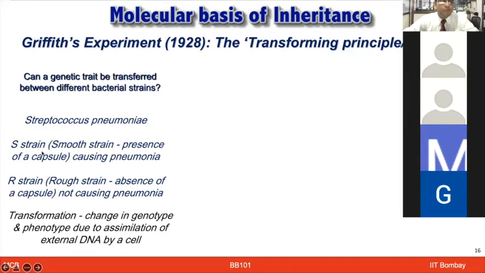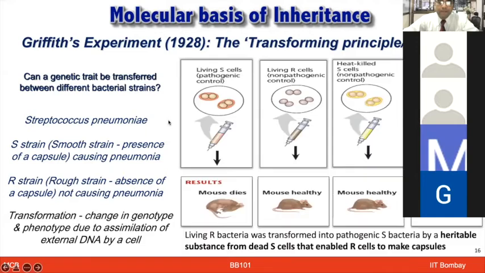One is the smooth or S strain, the other is the R strain, the rough strain. The S strain has the capsule, and that one causes pneumonia. The R strain, or rough strain, does not cause pneumonia. So these are the 2 types of bacteria. He was trying to find out whether genetic traits are transferred between the bacterial strains. For that, he did this experiment.